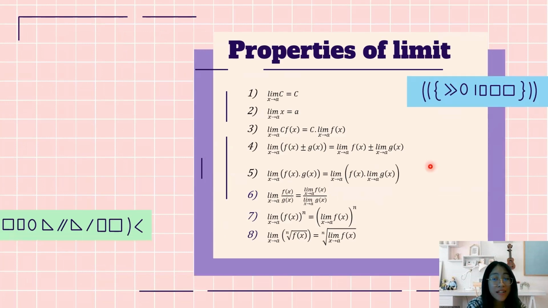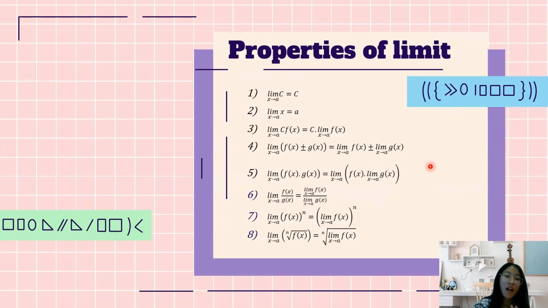So if this limit is 0, this won't work. If you get the limit as x approaches a of g of x equals 0, then this will cause you to divide by 0, which you can't do. So as long as you are making sure that the limit of the bottom of your fraction doesn't give you 0, this would be a good way to simplify things, and then you could keep going from there using the other limit properties.